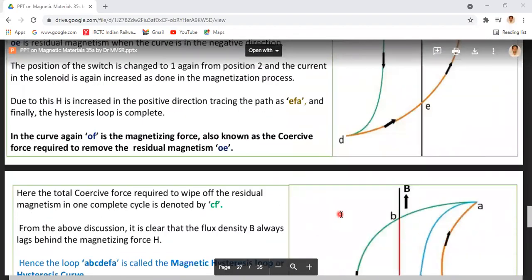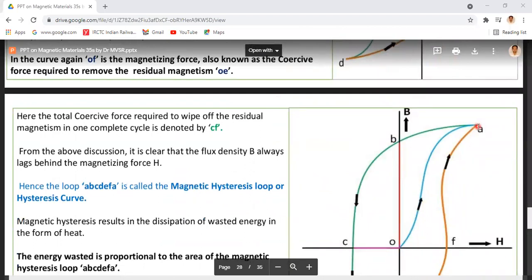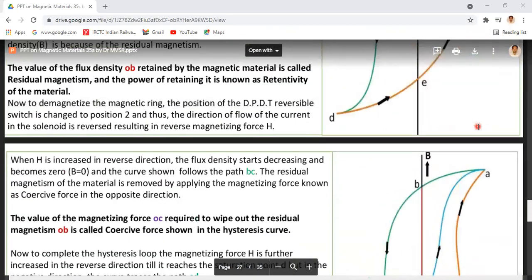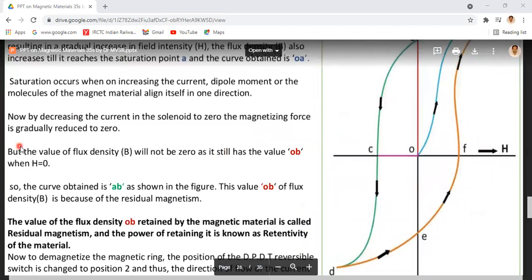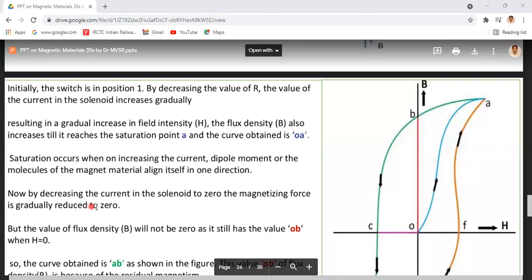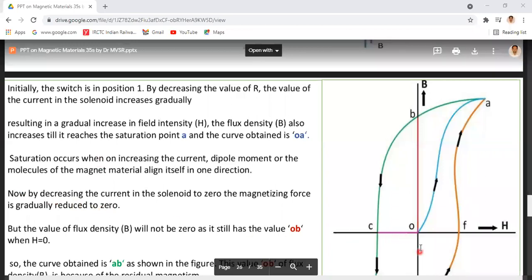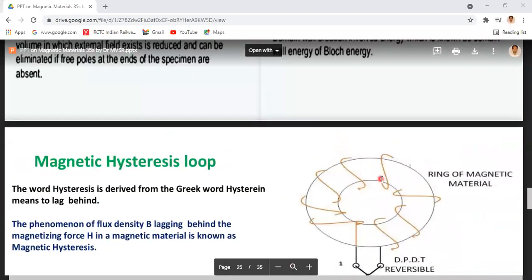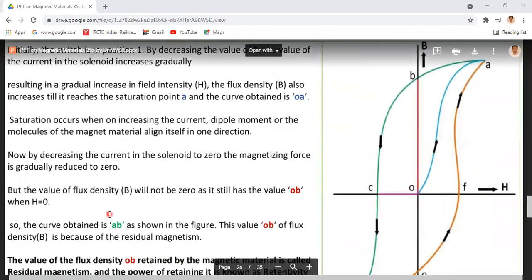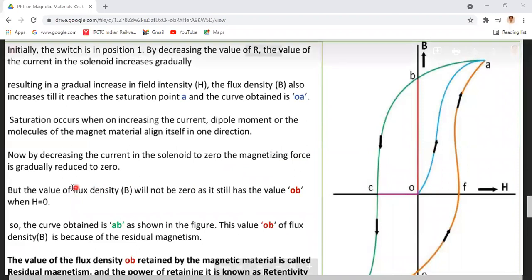Now coming to the second one. From this saturation point A, we decrease the field. By decreasing the current in the solenoid to zero, the magnetizing force is gradually reduced to zero. First the magnetizing force is increased from zero to the maximum value, and the value of the magnetizing force is increased and decreased with the help of a solenoid by changing the current in the solenoid. Increasing the current increases the magnetizing force, and decreasing the current to zero gradually reduces the magnetizing force to zero.